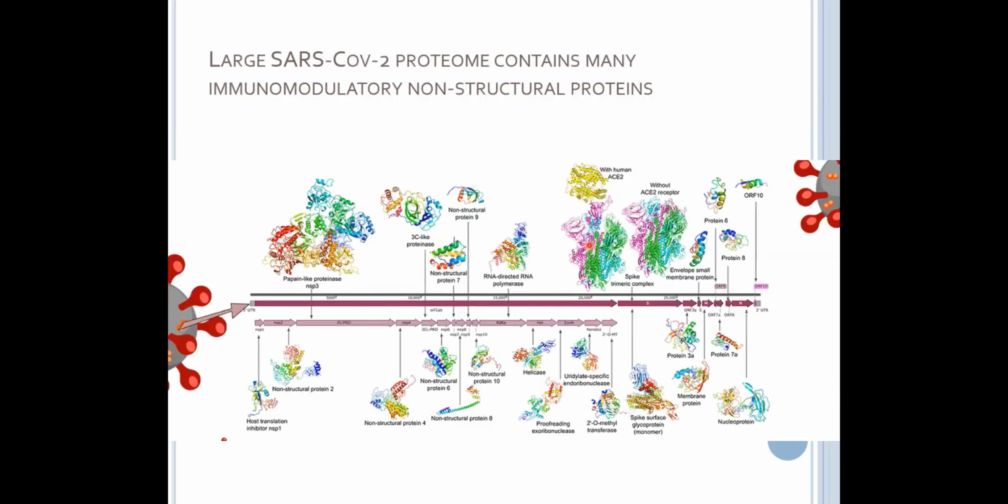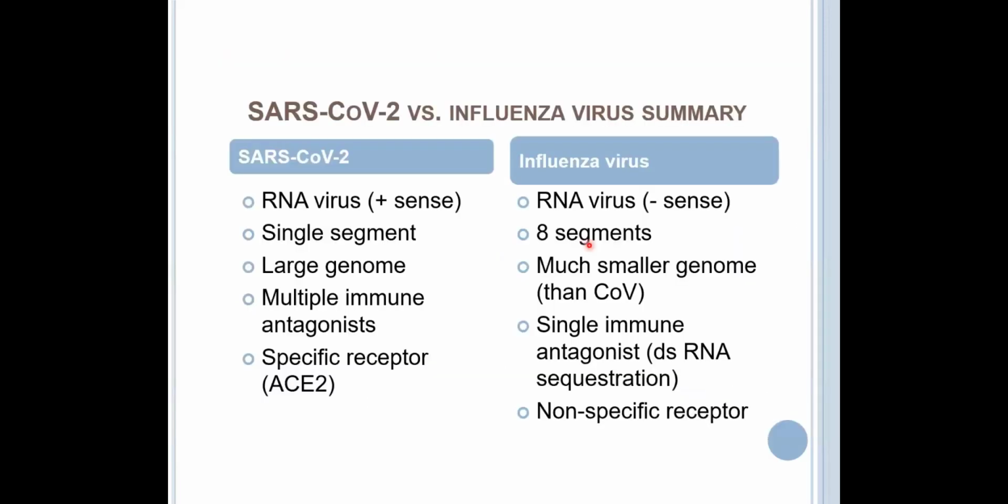And this just is a nice picture, I think, of all of the many different proteins that get made by coronavirus. Again, so much more sophisticated than the influenza virus. And likely, that sophistication is allowing it to much more effectively suppress the innate immune response, even though flu already does that relatively well. And that just summarizes those differences there for you.